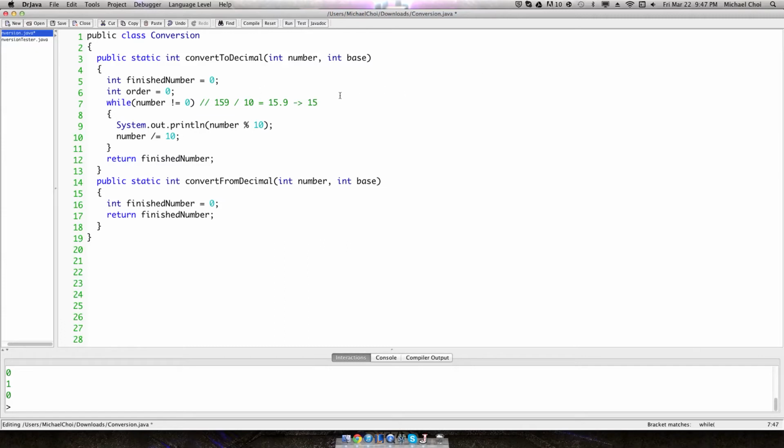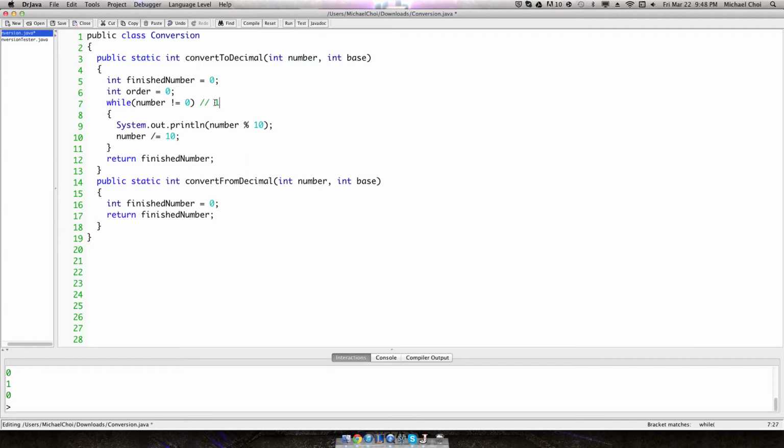In our next loop, we have 15. 15 mod 10 is equal to 5. So it prints out the second digit, right? When it goes through the second loop, it prints out the second digit. 15 divided by 10 is equal to 1.5. But this is Java, so it turns into 1 because of integer division.